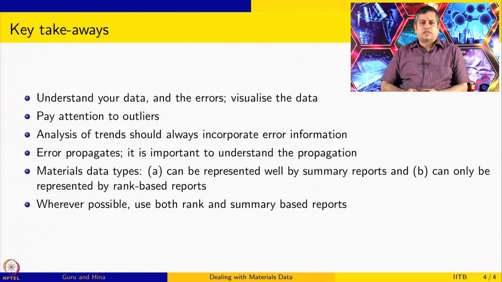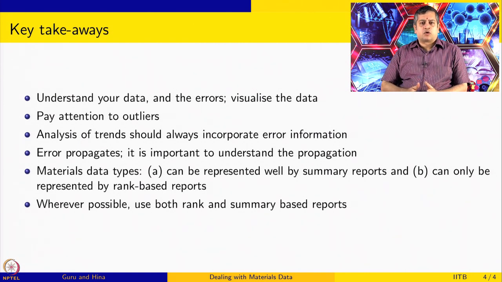We saw one example where there was an outlier in the electrical conductivity measurement, and a little bit of analysis showed that the measurement methodology was not applicable for that scenario, and that is why we got some meaningless numbers which were not in tune with the rest of the numbers. So, they were not consistent with the rest of the data. We have also learnt that while analyzing trends, it is important to incorporate the error information, and we have understood the importance of propagation of errors.